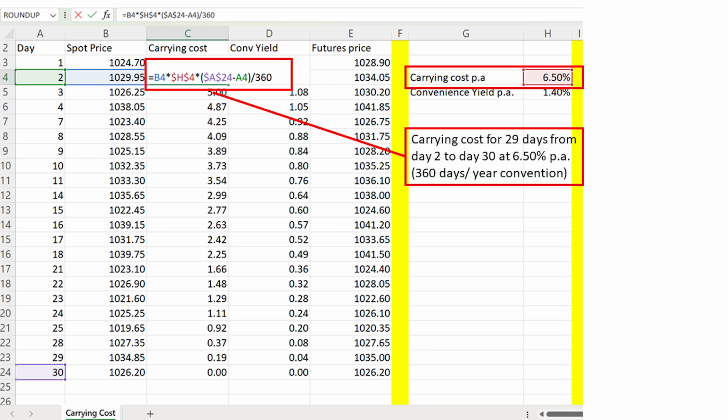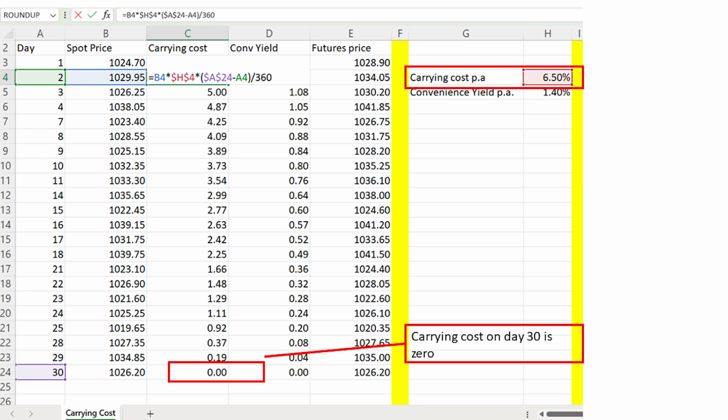Likewise, we can see that the carrying cost goes down, and on the last day the carrying cost becomes 0, because you are buying the asset in spot on the same day and selling it, or settling the futures contract, on the same day. So carrying cost is going to be 0 on the last day, and that is the reason the futures price as well as the spot price tends to converge towards the maturity of the futures contract.